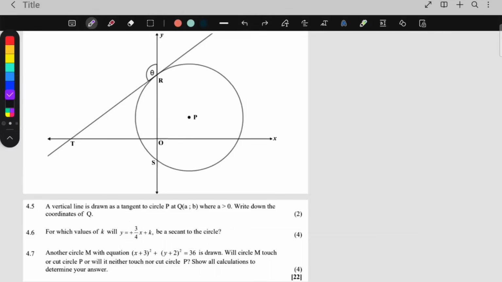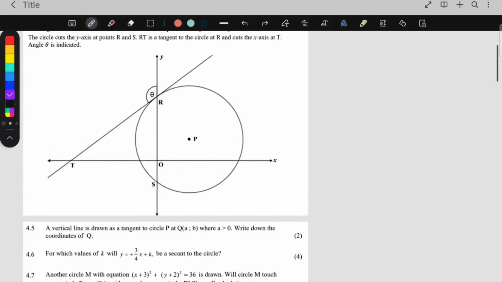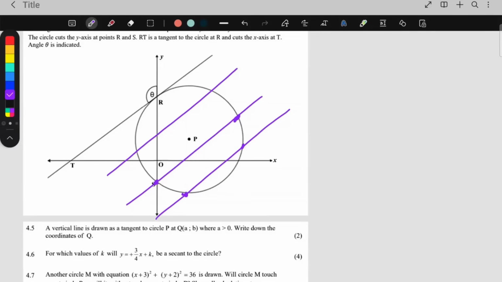For which values of K will that line be a secant to the circle? So a secant is a line that cuts the circle twice. So a secant will be like this. Do you see it touches twice there and there? But once it gets here, it cuts it once over there. That's a tangent. So this is now a tangent. And this is a tangent. So let's highlight the two tangents.